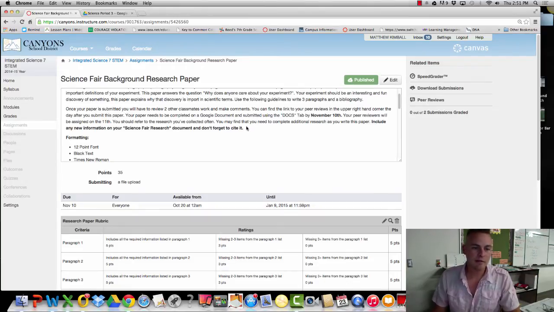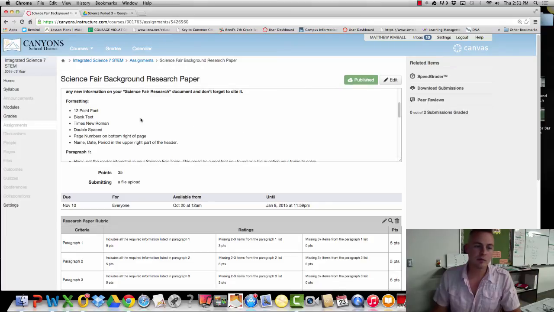Formatting. The formatting of this paper should be 12-point font. It should be black. It should be Times New Roman. It should be double spaced. It should have page numbers at the bottom right. Name, date, period in the upper right part of the header. We've gone over this a lot. I want to show you how to set that up again.